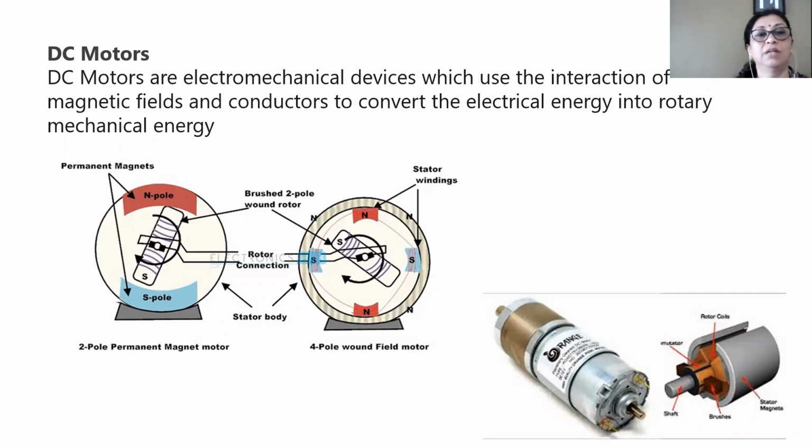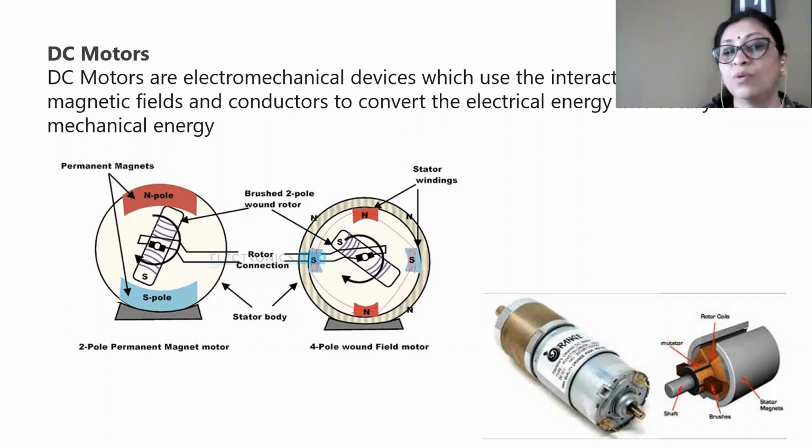See, motor is an electromechanical device which uses interaction of magnetic fields. Due to interaction of magnetic fields, the electrical energy is converted into mechanical energy. So this mechanical energy is in the form of rotation. Okay. So actual device you can observe over here. This device you might have seen or you might have used for some application.